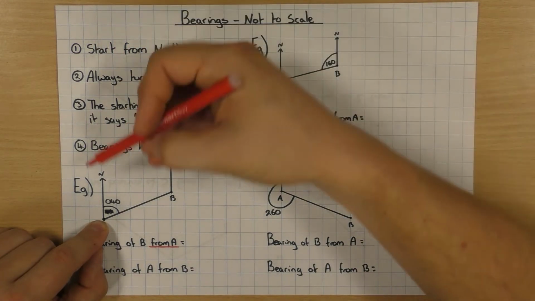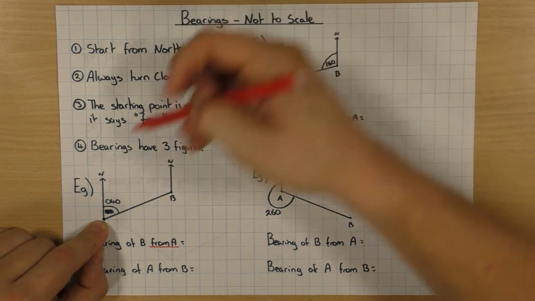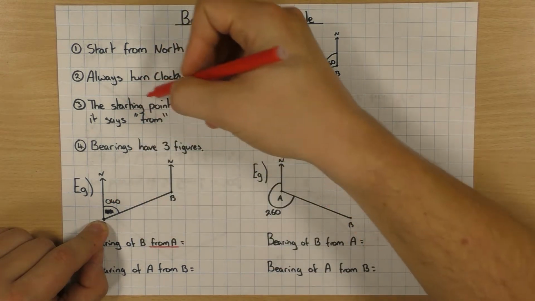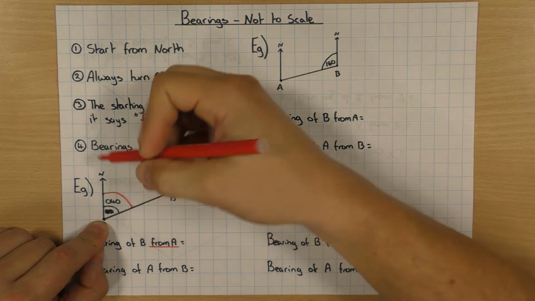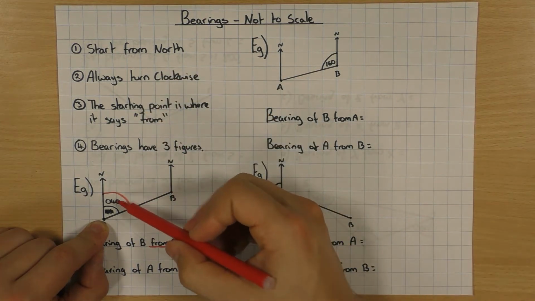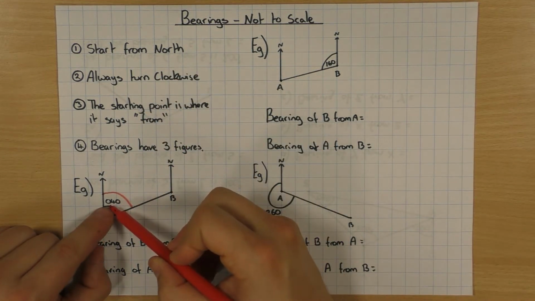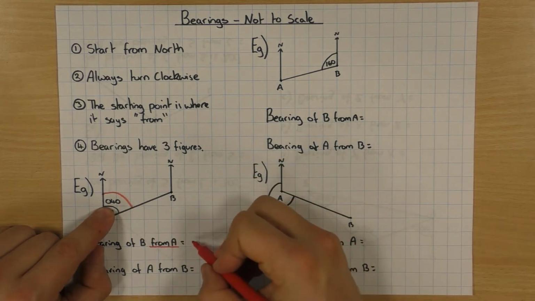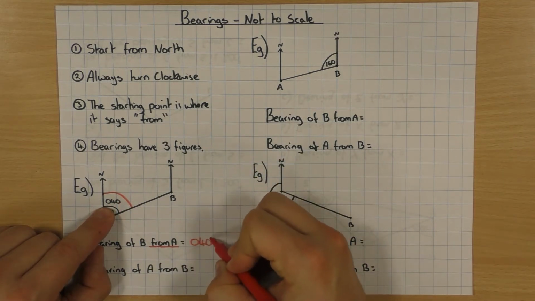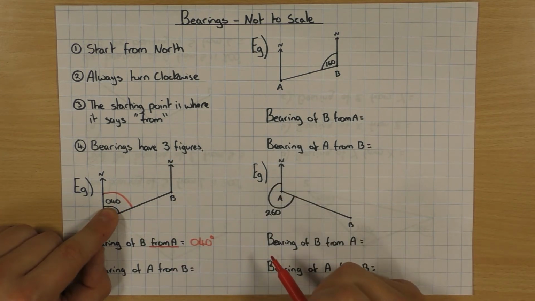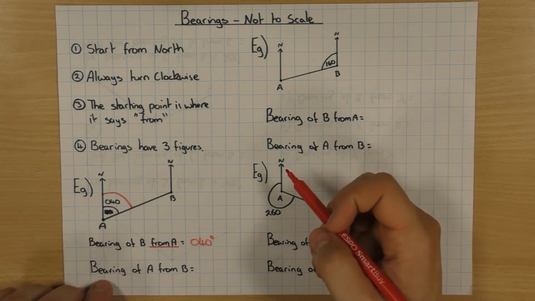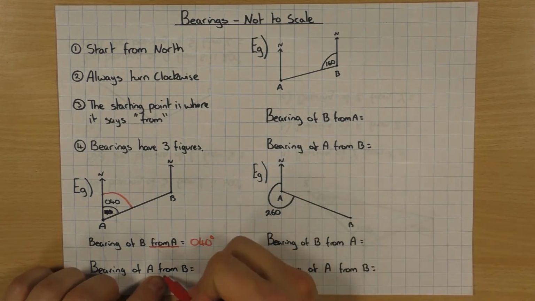I'm going to start from north. I'm going to turn clockwise. I'm starting at the right point, so I'm going clockwise. So that is my angle. Now it just so happens, in this particular case, that it's been given to us already. So it's 040 degrees. Remember, it's 040 because it's 3 figures. The next one is, what's the bearing of A from B?